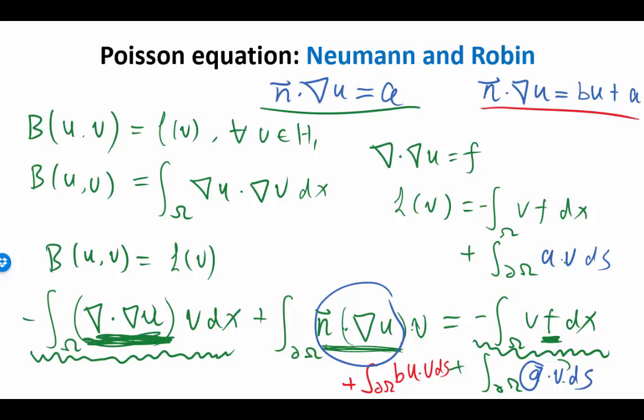So if we need to define this with a non-zero v, then this bilinear form should include a boundary integral term. Actually, now I get a minus, like what Xing has pointed out. Because I'm moving this to the left-hand side, I get a minus of b times u times v ds. So that gets me the proper Robin boundary condition. So to get the right boundary condition, we may need to modify the linear functional, or we may need to modify the bilinear functional. Whatever you need to do to enforce the proper boundary condition.